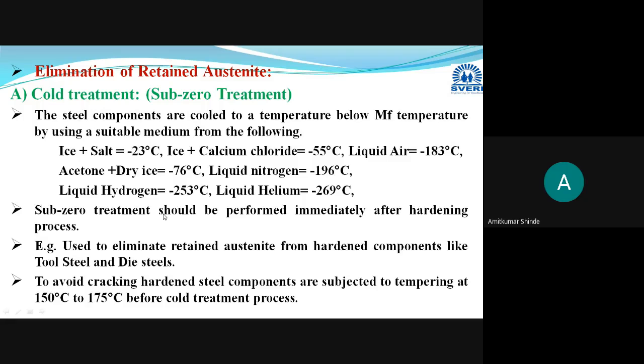After the hardening you first perform this cold treatment process, and then you go to the actual cooling, and you will get the result that the retained austenite gets eliminated. This method is used for elimination of retained austenite from hardened components like tool steels and die steels. There are a number of components of tool steels, different kinds of tools or different kinds of dies. From those you can eliminate the retained austenite by following this procedure. So this is the cold treatment or sub-zero treatment.